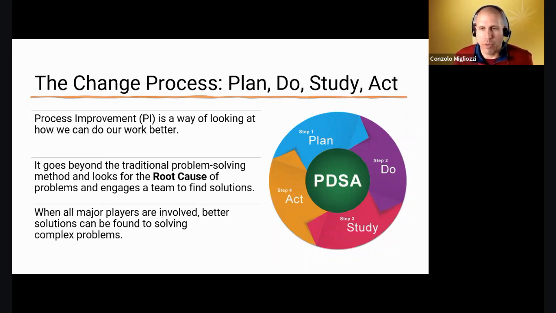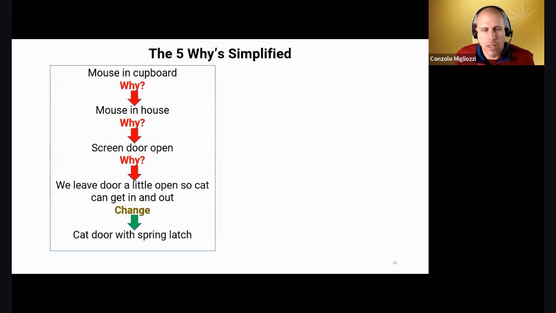So we're going to walk through this Plan, Do, Study, Act method. But first, we want to look at what's called the 5 whys. This is a simple way to get to the root cause of a problem. Basically, when a problem occurs, you drill down and you just say why 5 times. As an example, you could do it more than 5 times.